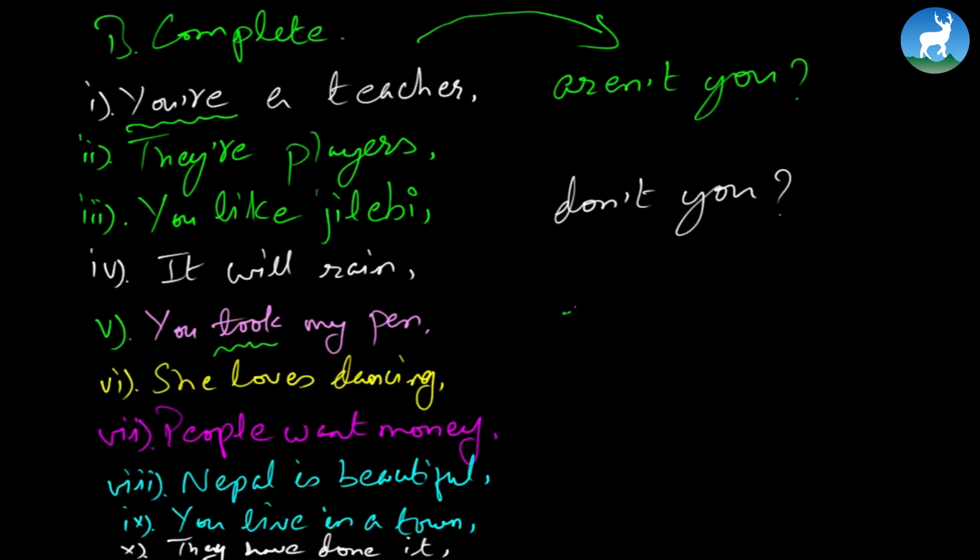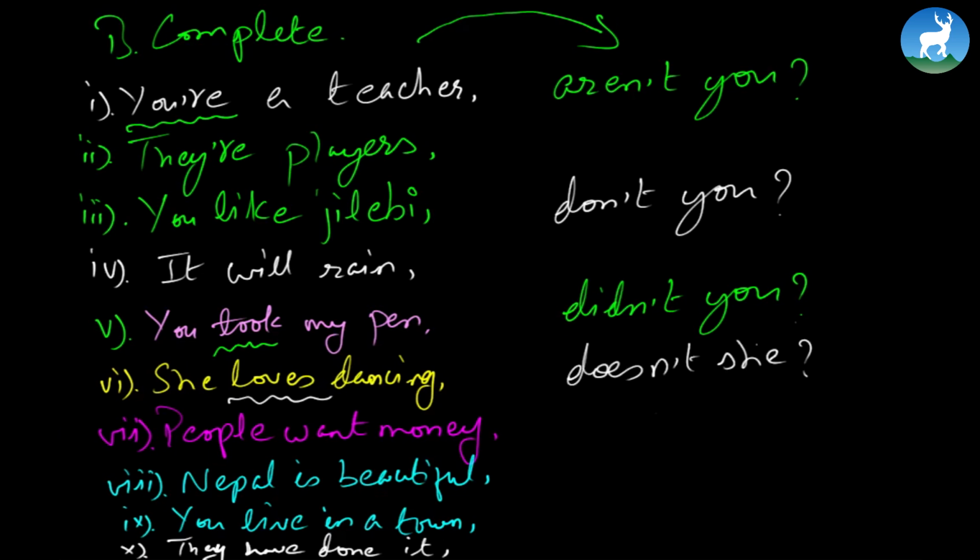Now look at that. Took. You took my pen. Didn't. Why didn't? With this simple past. You took my pen. Didn't you? She loves dancing. Again, simple present. Look at this verb. Loves. It represents simple present here. She loves dancing, doesn't she? People want money. Again, people want money, don't they?